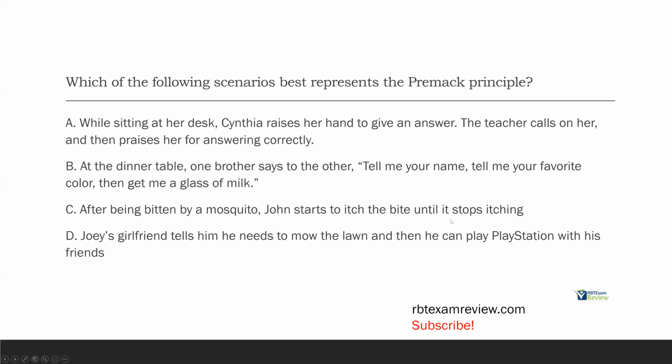Joey's girlfriend is using the Premack principle. I'll let you play PlayStation with your friends. First, you need to mow the lawn. Grandma's law: I'll let you eat ice cream. First, eat your broccoli. So which of the following scenarios best represents the Premack principle? It's going to be D. Joey's girlfriend tells him he needs to mow the lawn and then he can play PlayStation with his friends.